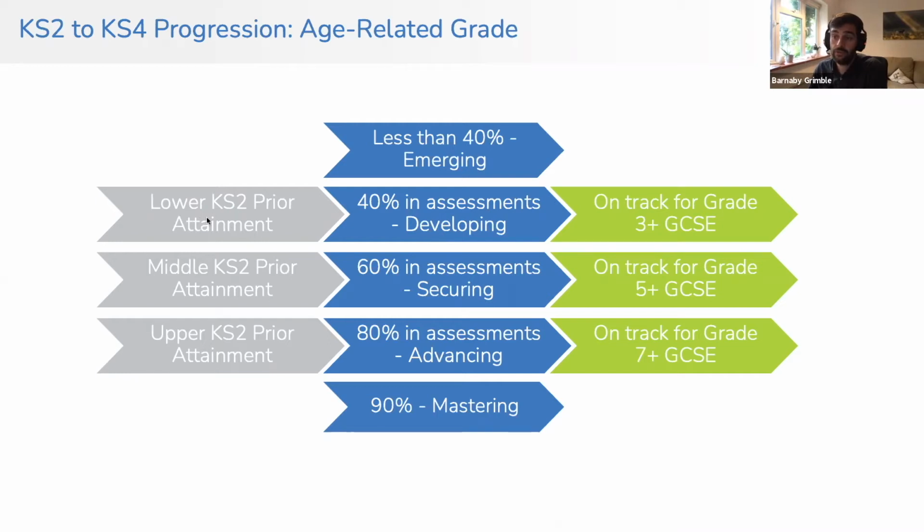So if a student at key stage 2 had lower prior attainment, then you would expect them in a 5-band model to constantly achieve developing in year 7, year 8, year 9, or to be awarded that attainment grade. And if they do that, they are making good progress based on their prior attainment, and that would mean that they will be on track for a grade 3 and above. Now, of course, the student might come in at this level and then start getting securing, in which case that's fantastic. They're making great progress because now they're on track for a grade 5 and above.